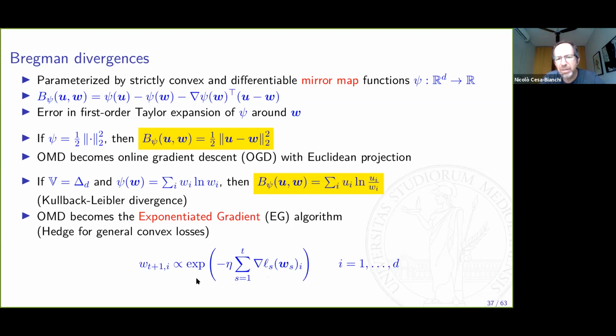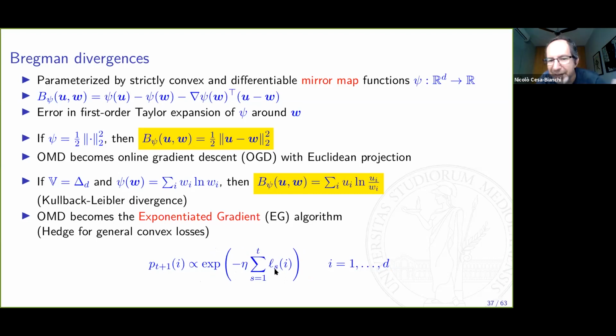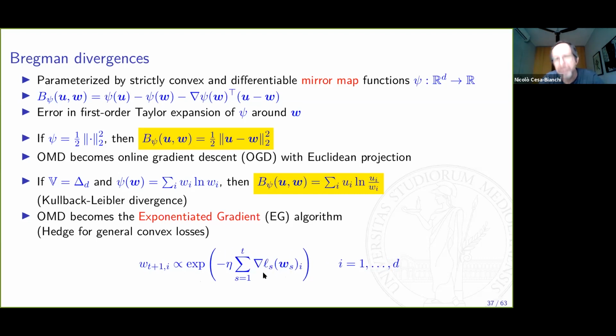So this is actually what we saw before. This is Hedge, because Hedge was for linear losses in the simplex, and the coefficient of the linear losses is just the gradient if the loss is linear. So if the loss is convex, I should put the real gradients on top. And then I have the analogue of my experts algorithm for linear losses in the simplex, now for convex losses in the simplex. So just put the gradient of the losses at the exponent. This algorithm is called exponentiated gradient, and it is what you should be using if your decision space is the simplex.